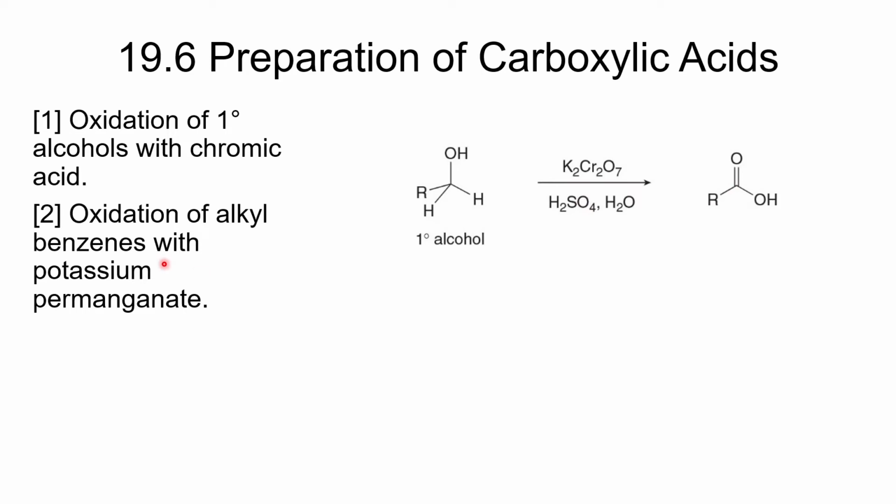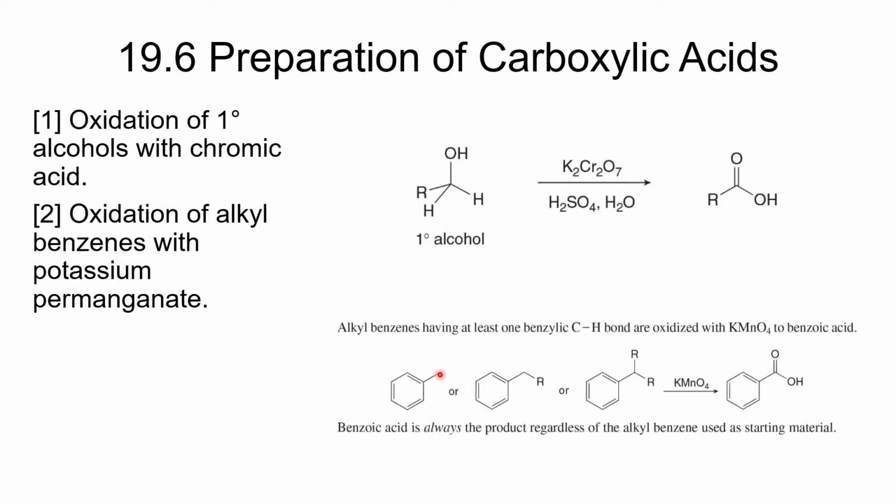We can also oxidize alkyl benzenes with potassium permanganate. As long as there is at least one benzyl hydrogen here, you can break that apart and get it to form the benzoic acid. So this is a useful synthesis, one that you probably want to keep in mind when you're looking at synthetic pathways.